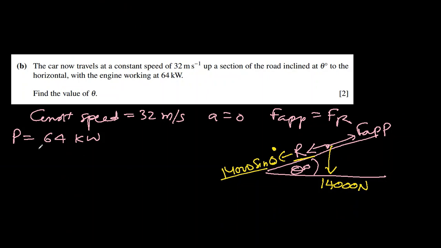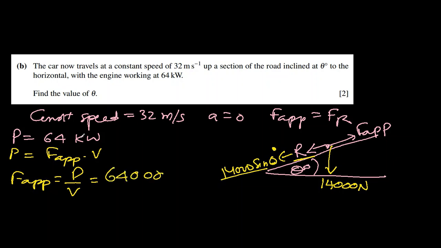So we will make an equation out of this now. First, power equals F applied times speed. That's what we know. So F applied equals power over speed. Power is 64,000 watts, that's what is given, divided by speed, 32, constant. So it comes out to be 2000 newtons.